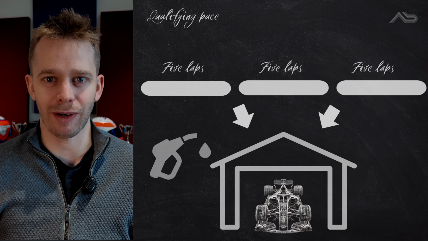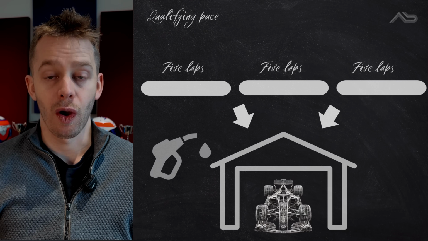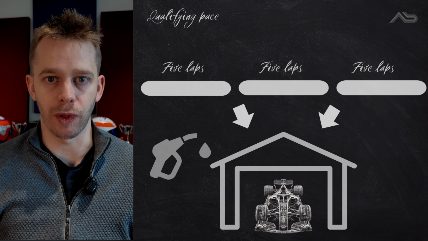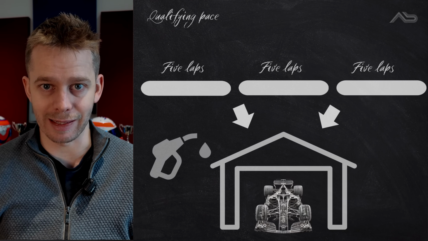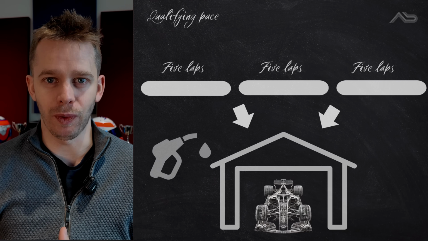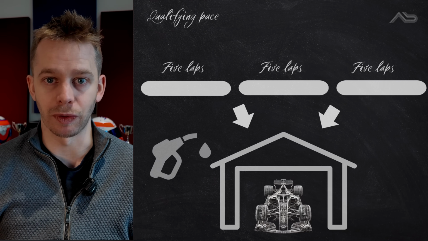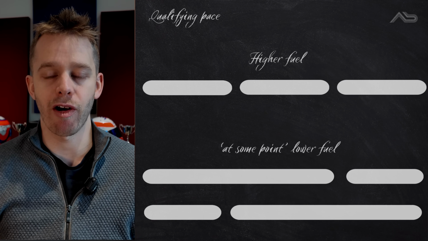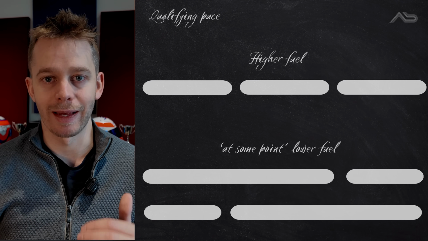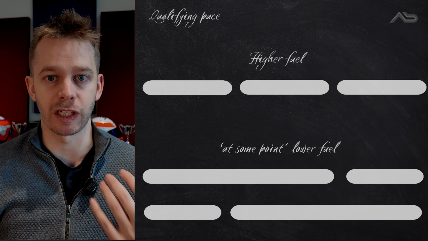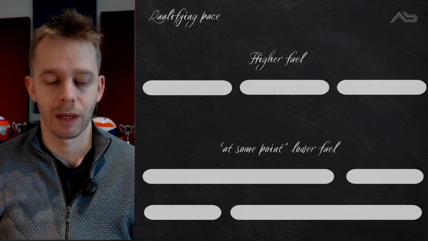And that testing strategy is often done with a medium to high fuel load. What they're trying to do in that case is actually keep the fuel load as static as possible, to take it away as a variable as the team try different downforce elements or different suspension settings on the car.